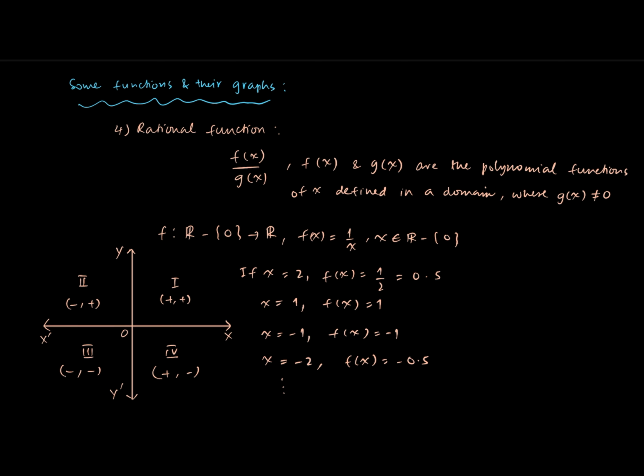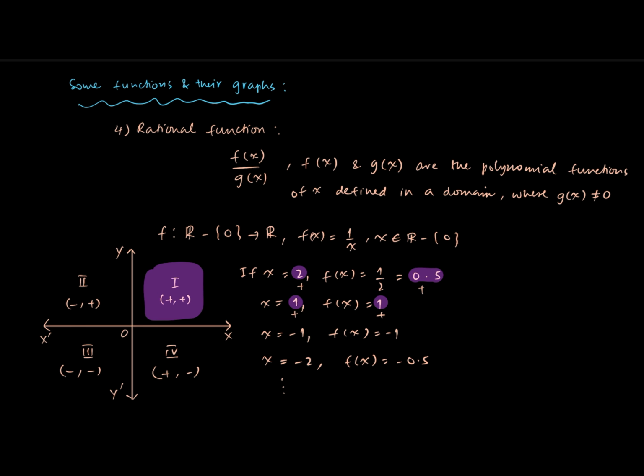Now from these two values, that is x is equal to 2 and x is equal to 1, we have f of x, that is the value of y, as 0.5 and 1. Here the input is positive and the output is positive, meaning that values of x are positive and values of y are positive as well. So the first part of this graph will lie in the first quadrant because both x and y are positive.